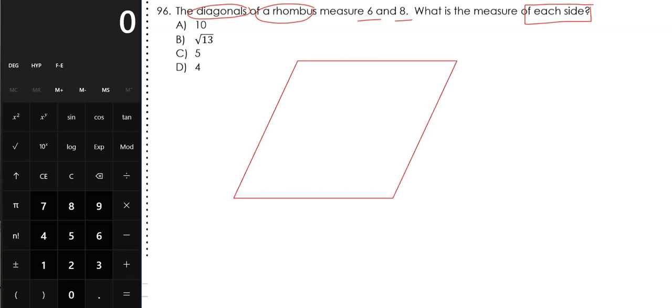Okay, so here's my rhombus. I know all the side lengths are congruent, so I'm going to put a little tick mark on all 4 sides. And my goal is to get just one of these sides. It doesn't matter which one, any one of them would work. So I'll call the bottom X, and just keep in mind I'm trying to solve for X. Okay, so let's label in our 2 diagonals and their measurements. So for one diagonal, my one diagonal has a measure of 6, and my second diagonal, which is the longer looking one, has a measure of 8.